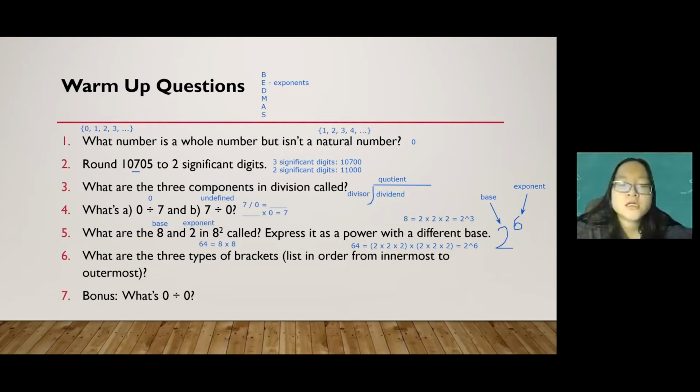Great. Now, number 6. What are the 3 types of brackets? List in order from innermost to outermost. So brackets, those are used in English as well, right? In math, we need to have brackets so we know the order of operation. So that's what the B stands for. It's the number 1. So we always do it first. But we have different types of brackets for when there are multiple brackets in a question. And they're different depending on where they go. So from innermost to outermost.